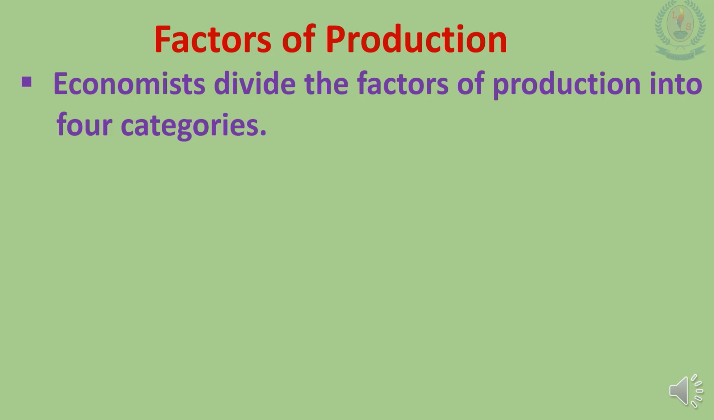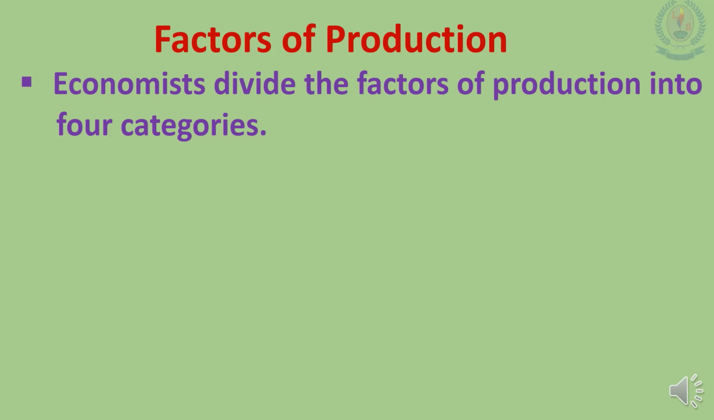Factors of production. Economists divide the factors of production into 4 categories. Factors of production means factor inputs. Factors of production are the inputs available to supply goods and services in an economy.